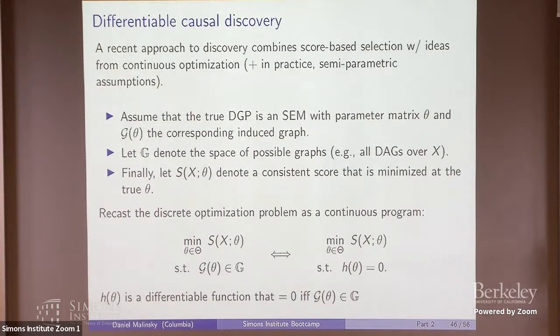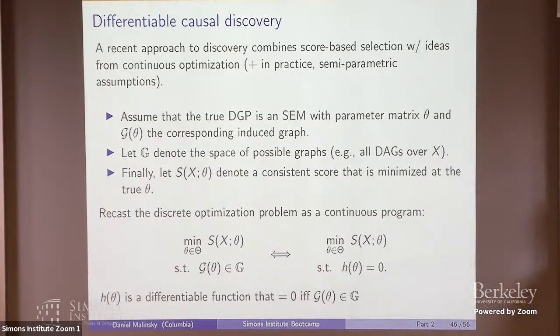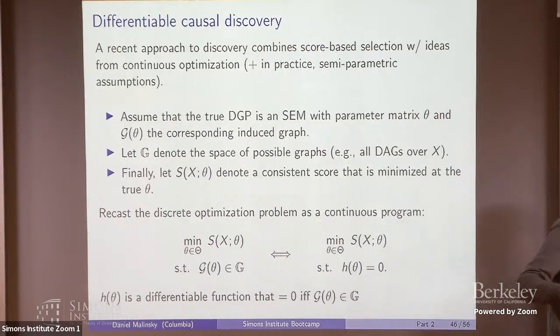I want to say a little bit about a different paradigm for causal discovery, which may be of particular interest to people here at Simons, because it draws on more cutting edge stuff in the optimization literature. So there's a recent set of proposals which combine a kind of score-based selection with ideas from continuous optimization, and often in practice parametric or semi-parametric assumptions.